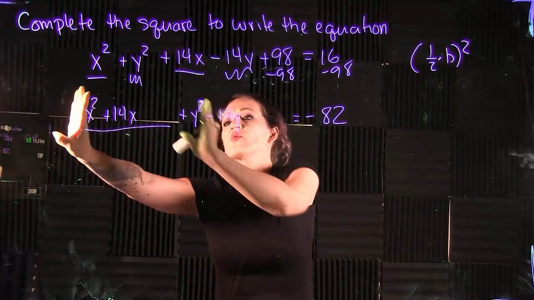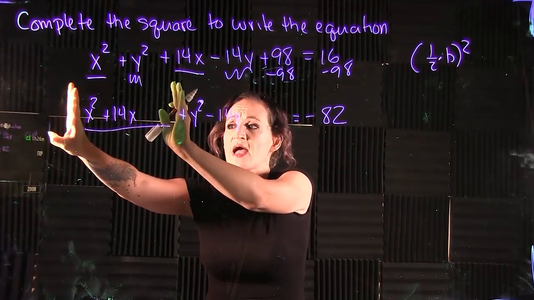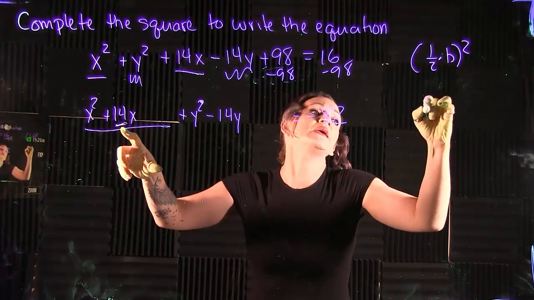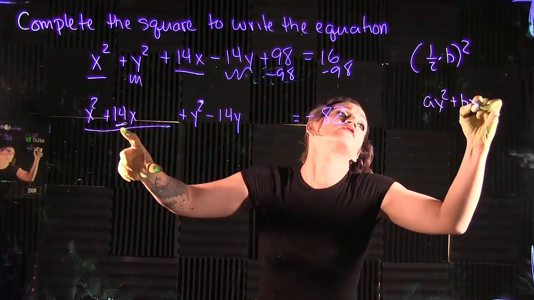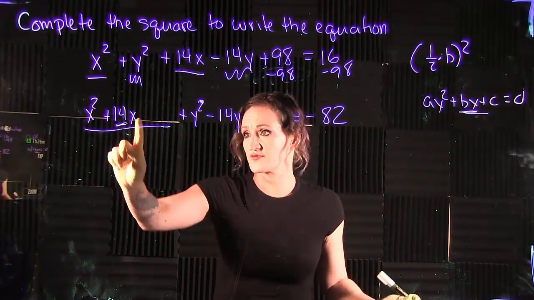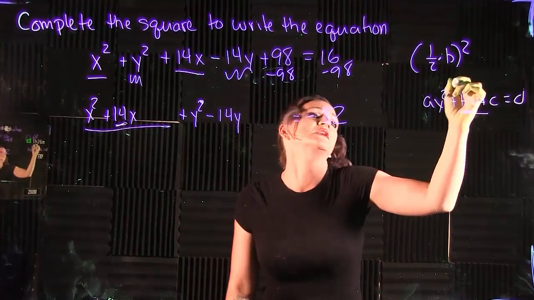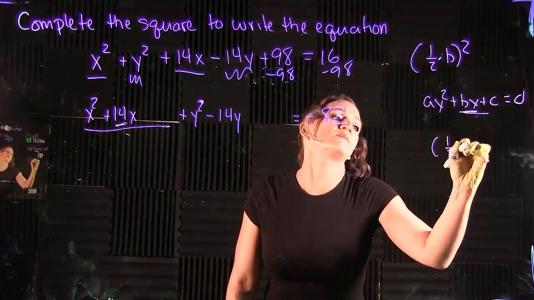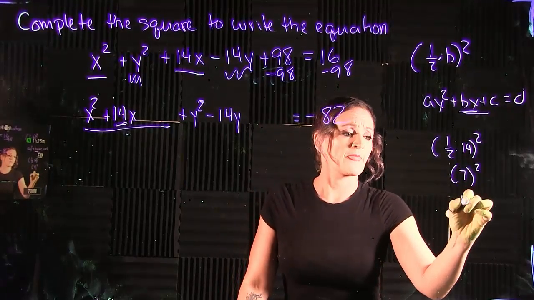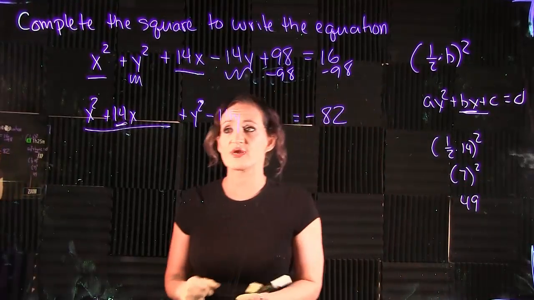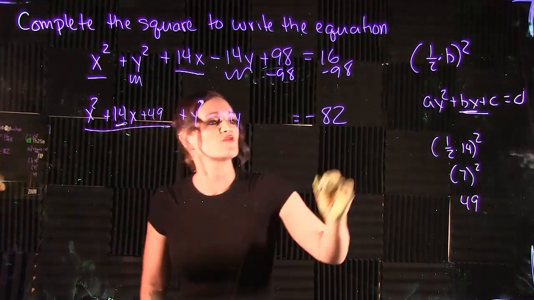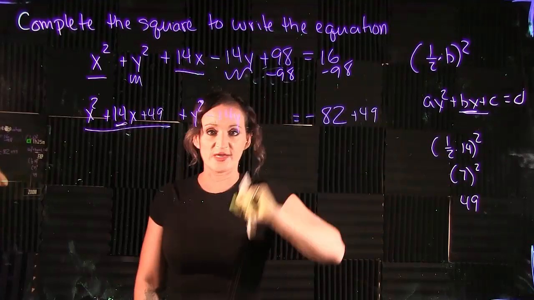So we're only looking at our x terms for right now. Keep in mind b would be the 14. Again, b is the coefficient of your x to the first power term. Whatever's in front of the x here, we have a 14. So for us, that's going to be half of 14. Well, half of 14 is 7. And if we square 7, we get 49. Add that into each side of your equation. So let's say plus 49 over here, plus 49 over here on the right side.